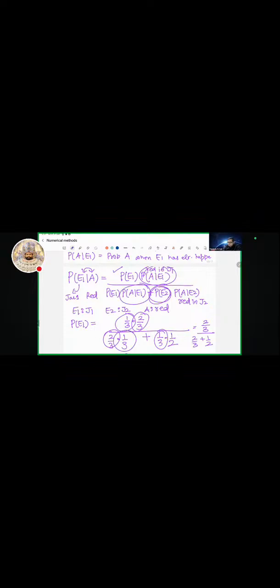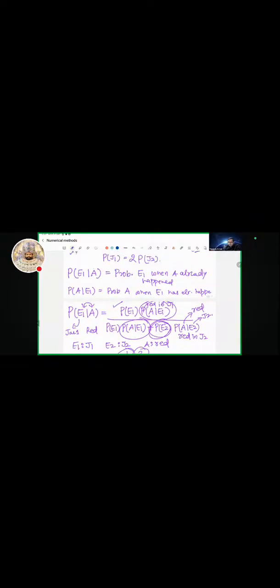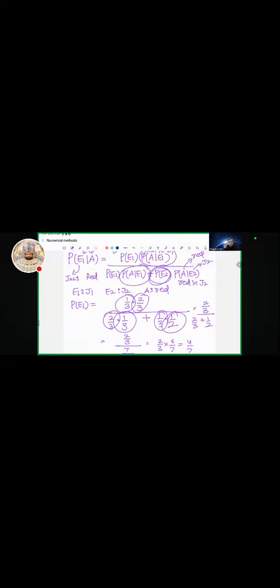Then this, what is the probability of getting red when you are already in jar 2? I am telling you that you are in jar 2. What is the probability of red? There are only 2 balls, so the probability of getting red is half. There are 2 colored balls here already, so that is why you do half. You do the maths, you get the answer 4 by 7.